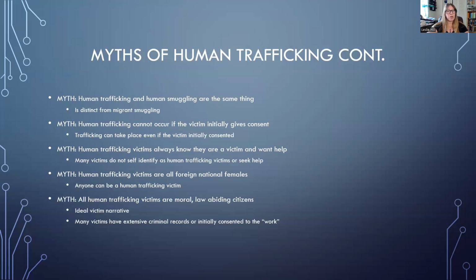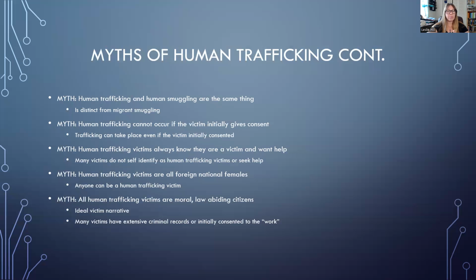The last myth that we're going to talk about is that all human trafficking victims are moral, law-abiding citizens. This is what is known as the ideal victim narrative, which was a concept defined by Nils Christie in 1986. The ideal victim is defined as a weak person in comparison to the offender. The ideal victim is always engaged in morally sound, ordinary, everyday behavior when they are trafficked. Additionally, the human trafficking victim does not have a criminal record. This is all in juxtaposition to the ideal perpetrator, who is this big bad person who has taken advantage of this morally sound, law-abiding citizen.